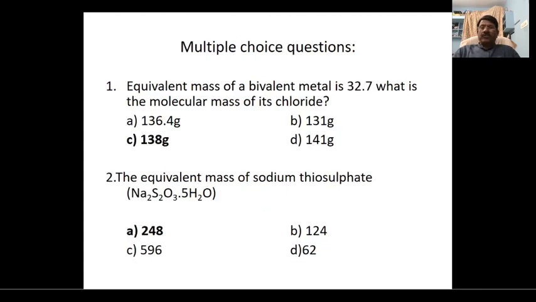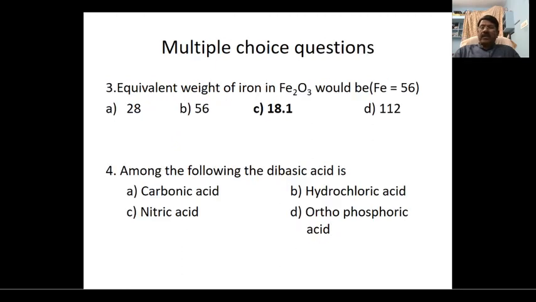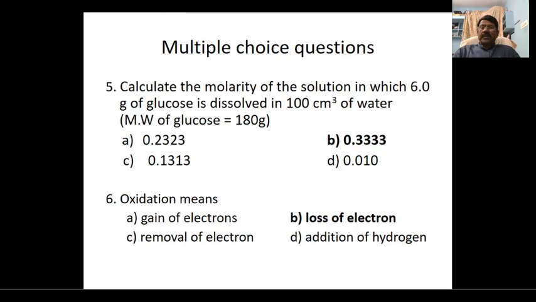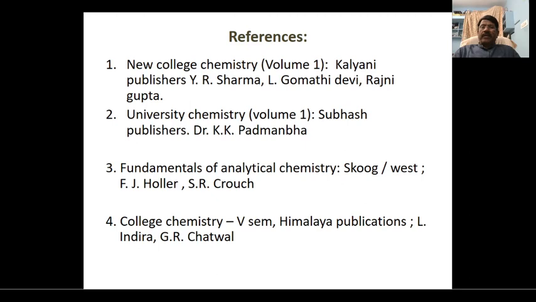Under multiple choice questions, I have given in one slide 2 questions. In the second slide also I gave 2 questions. The third slide also, under that there are another 2 questions. Totally 6 multiple choice questions I have given in this session, followed by a reference. Under reference I mentioned some of the books which I referred.